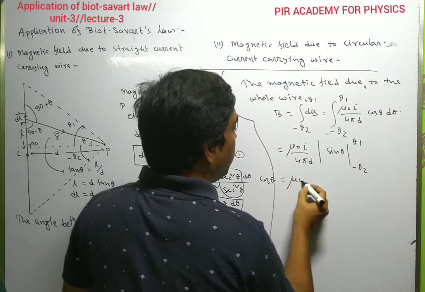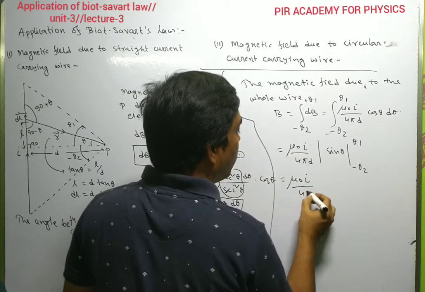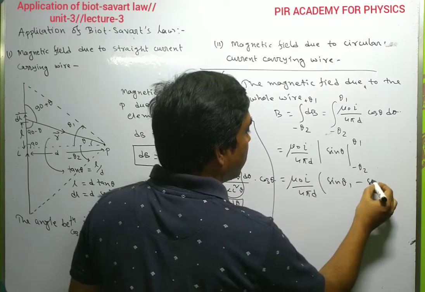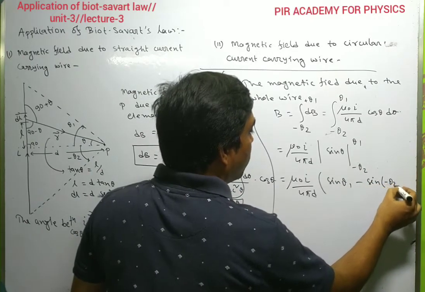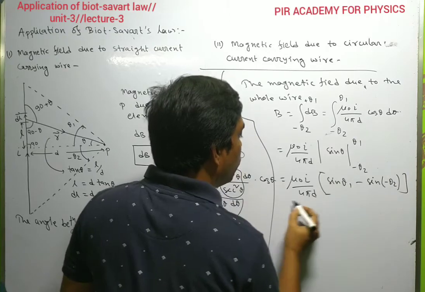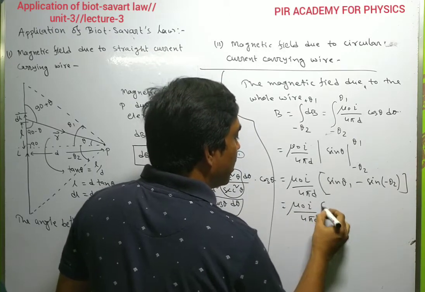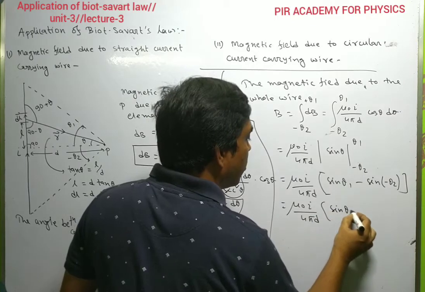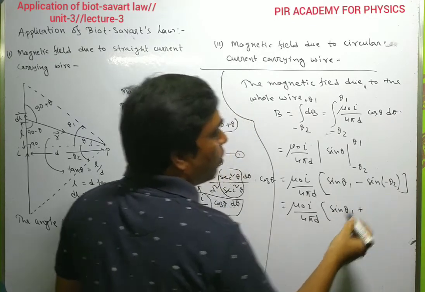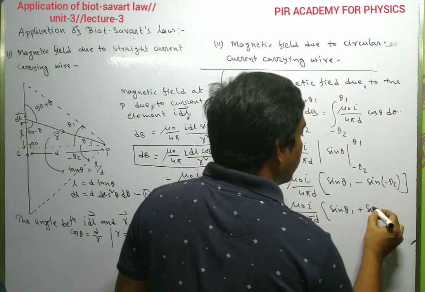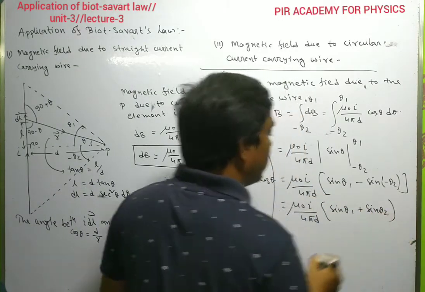So it will be mu 0 I by 4 pi d, here is sin theta 1 minus sin of minus theta 2. So it will be mu 0 I by 4 pi d, here is sin theta 1, and because sin of minus theta is minus sin theta, that's why it will be minus sin theta 2.